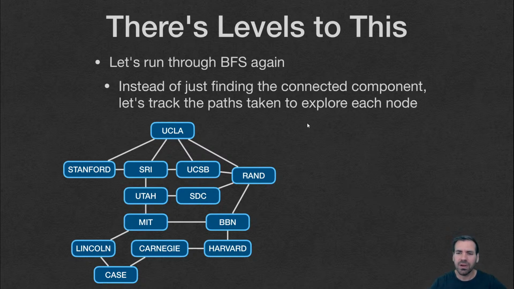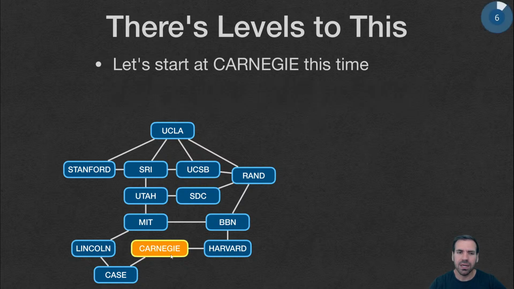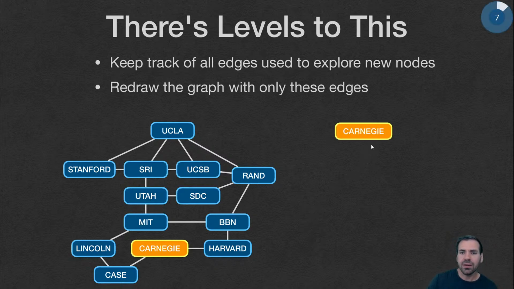So let's run breadth first search again. And I'm going to start at Carnegie this time, just to switch things up again. We're going to start with Carnegie for the next 3 runs of breadth first search. And instead of just running through breadth first search, just saying explore the neighbors of the neighbors and the neighbors of the neighbors and etc., I'm going to do that, but I'm also going to create another graph where I track all of the edges that I use to explore nodes.